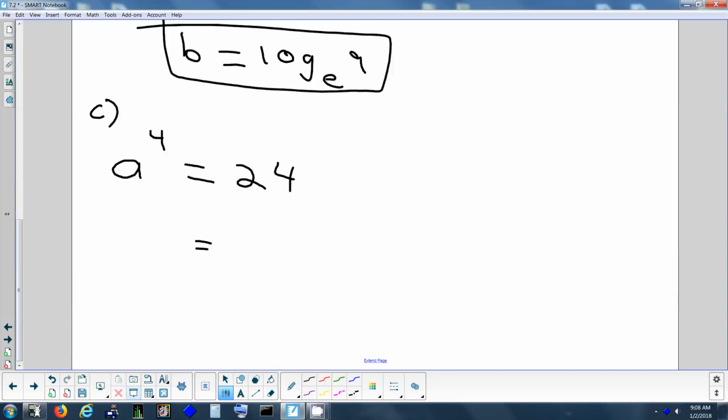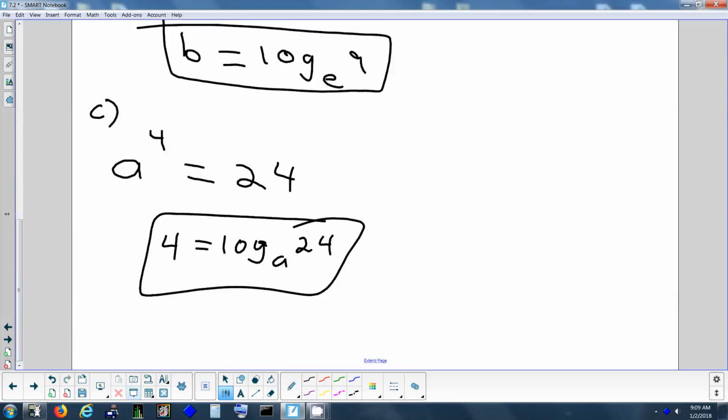So this one says a to the 4th equals 24. Alex, can you tell me how to rewrite that in log form? That would be 4 equals log with a base of a and 24. Yep. So he told me 4 equals, we're taking the log with the base of a. That's the type of log we're taking. And then what number are we going to use? We're going to use the number 24. Okay, any questions on that one?